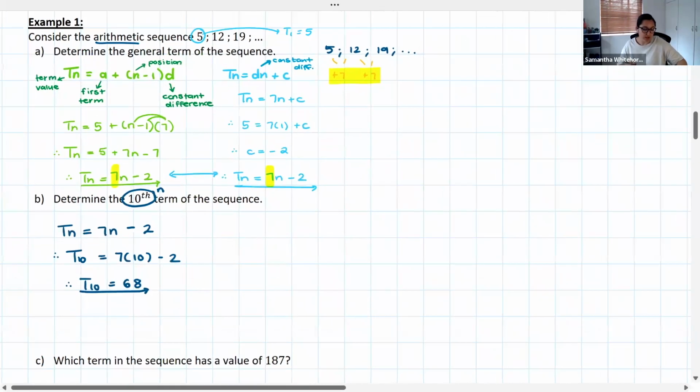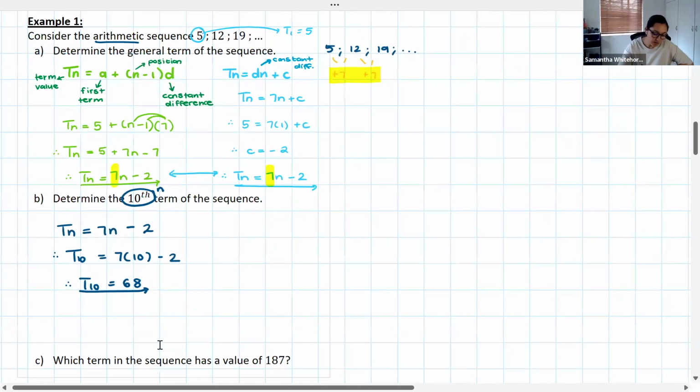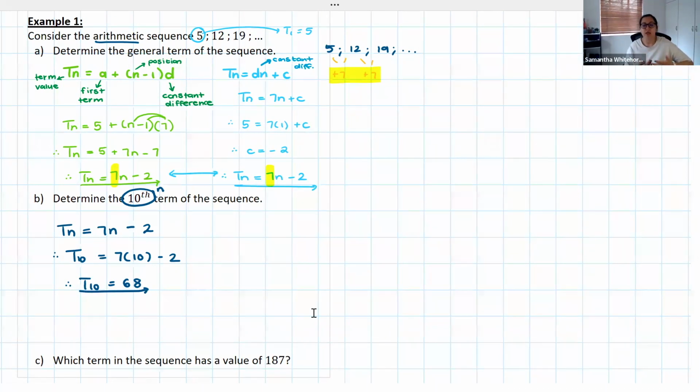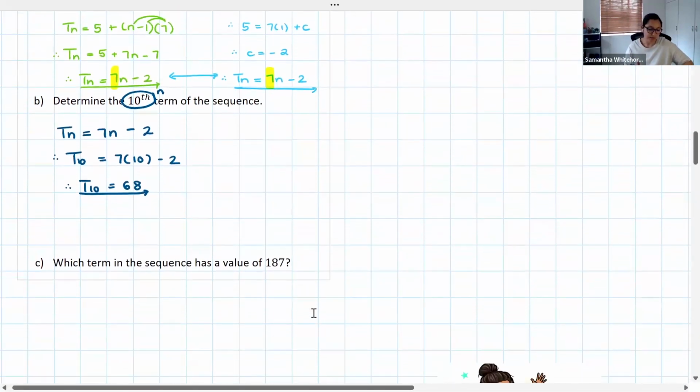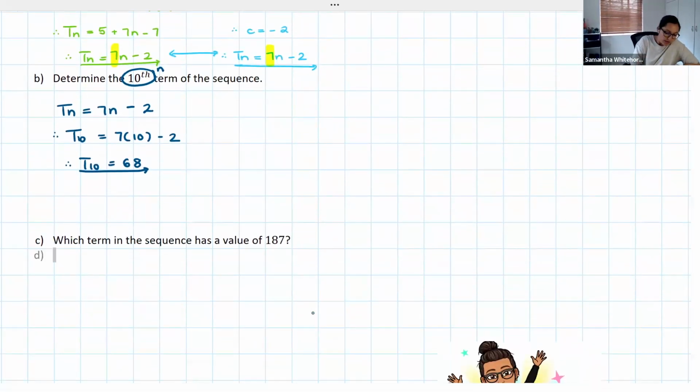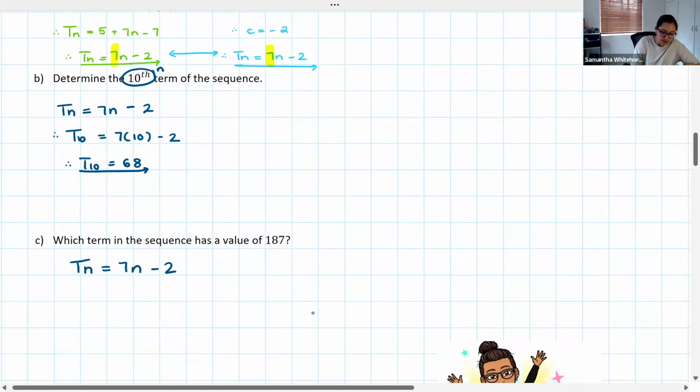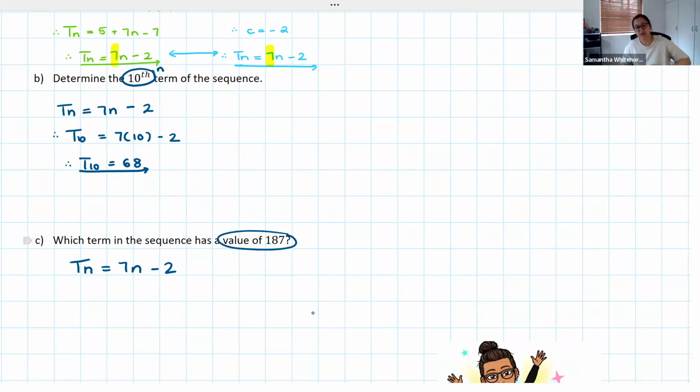Questions like question C, which I'm just going to move up a bit, are a little harder because it does involve solving an equation. But remember, this is a linear pattern. So you're solving a linear equation, which is a lot easier. So again, I'm just going to write our formula down here for us. If we now look at question C, I'm asking which term in the sequence has a value of 187. So again, my question, have I given you n or have I given you Tn?